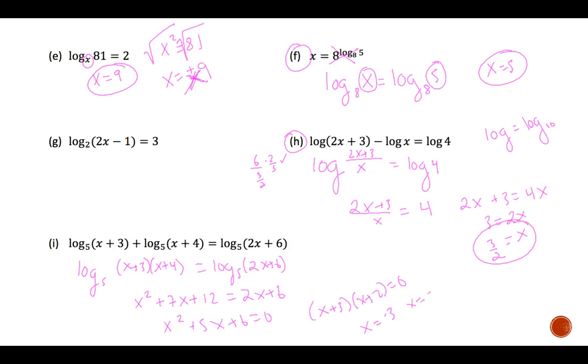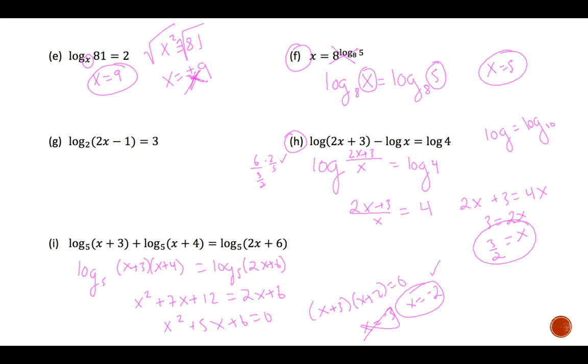Let's see. When you plug in negative 3, oh my goodness, negative 3 plus 3 is 0. Argument can't be 0. So that's not right. What about negative 2? Does that work? Negative 2 plus 3 is 1. Negative 2 plus 4 is 2. Negative 4 plus 8. Yeah, that works. But this one didn't work. My argument should not be 0.